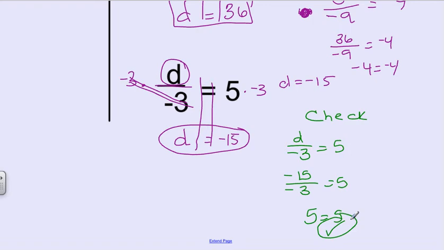Hopefully this was a little bit of help for you if you were struggling with your one-step equations. And I look forward to our next meeting with two-step equations and writing equations.